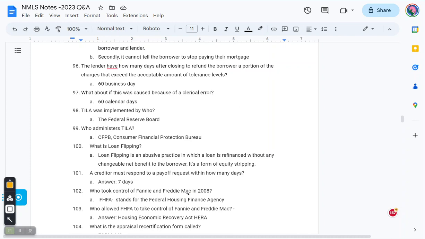Let's move on to the 96th question. The lender has how many days after closing to refund the borrower a portion of the charges that exceeds the acceptable amount of tolerance level? They have 60 business days within which the lender has to refund the borrower the portion that exceeds the tolerance level. How about if this was caused because of a clerical error? If it was a clerical error, you have only 60 calendar days to refund the borrower's money.